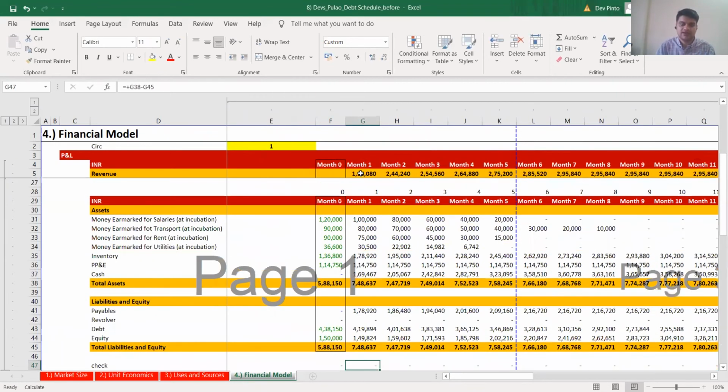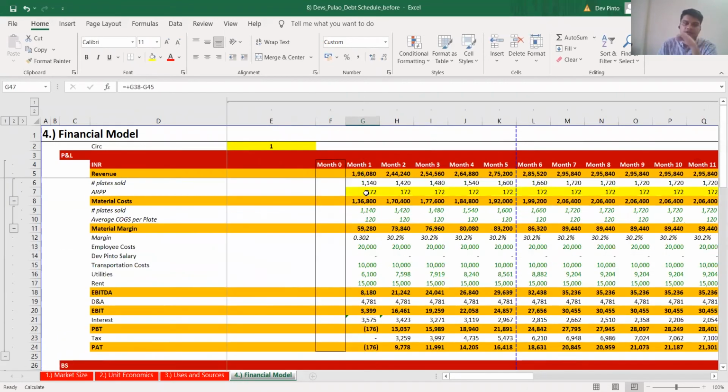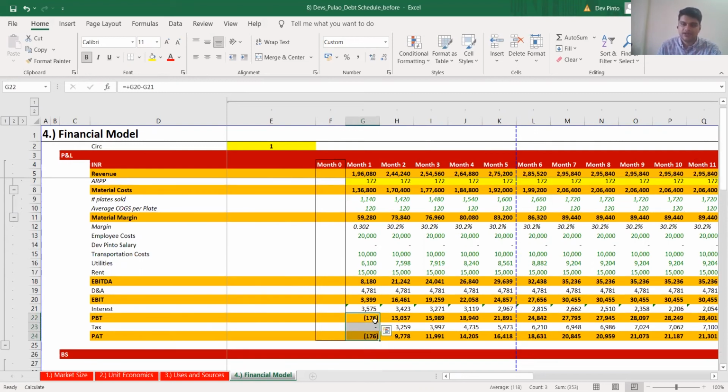Let's just take a look at it. So we have revenue, material cost, material margins, EBITDA, EBIT, profit before tax, PAT. Why is this negative? Because again, boundary condition, right? We had come up with a borderline pricing level, which is break even. So because interest is circular in nature, this is close to being a break even level. Don't worry about this now. We'll come back to this in a bit.